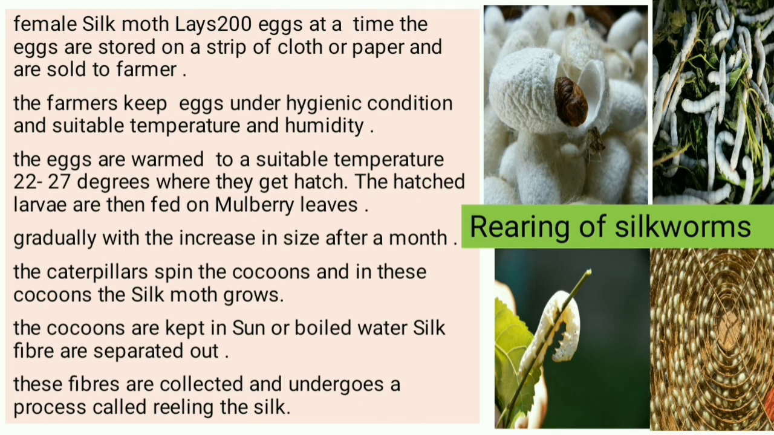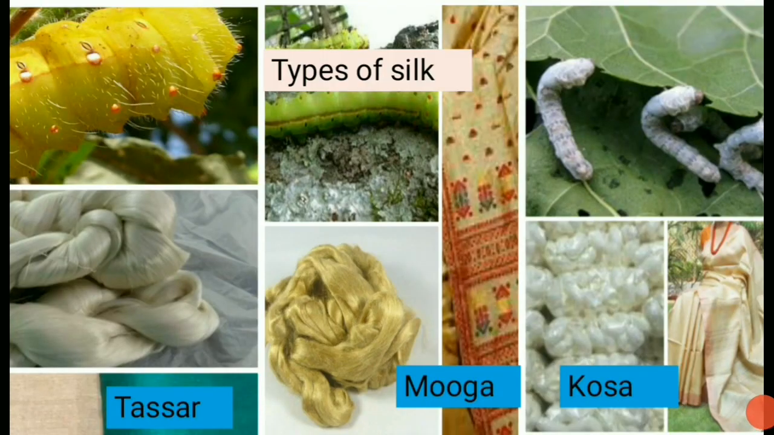Gradually, with the increase in size after a month, the caterpillar spins the cocoon, and in this cocoon the silk moth grows. The cocoons are kept in the sun or boiled in water. Silk fibers are separated out. These fibers are collected and undergo a process called reeling the silk. Silk is another animal fiber having animal protein and is obtained from silkworm. Types of silk are tasar, muga and kosa.